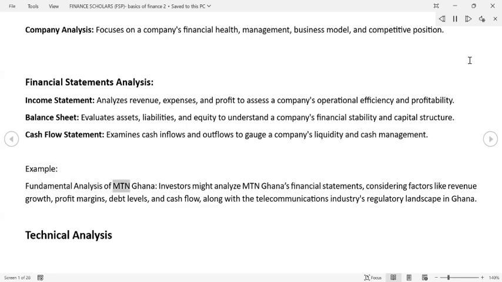Example: fundamental analysis of MTN Ghana. Investors might analyze MTN Ghana's financial statements, considering factors like revenue growth, profit margins, debt levels, and cash flow, along with the telecommunications industry's regulatory landscape in Ghana.